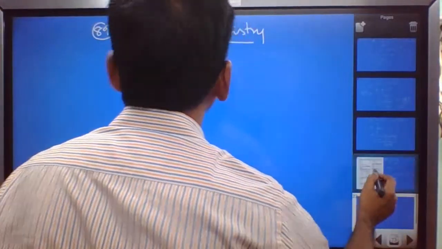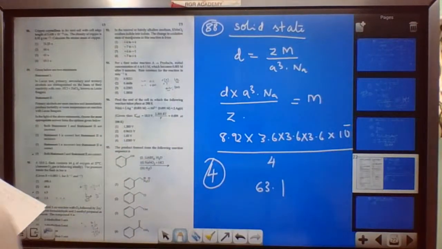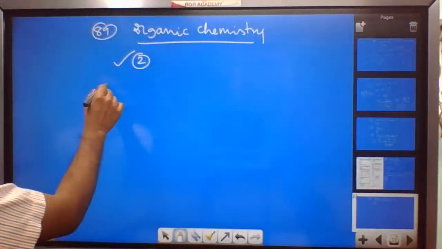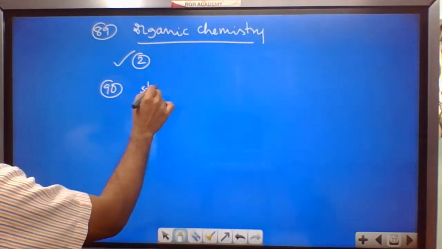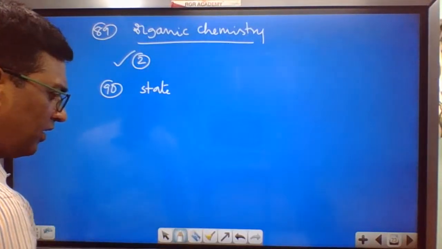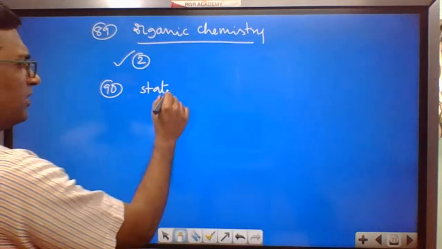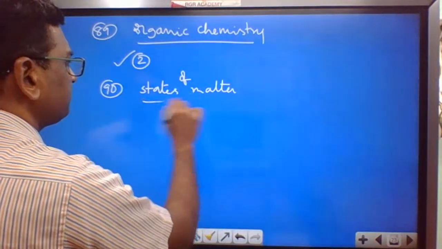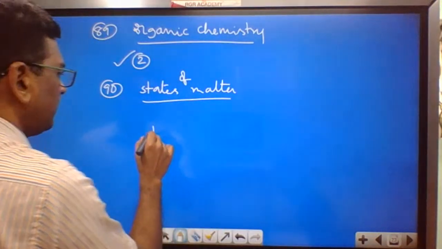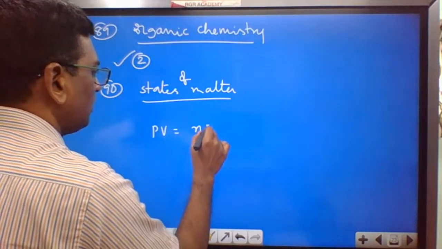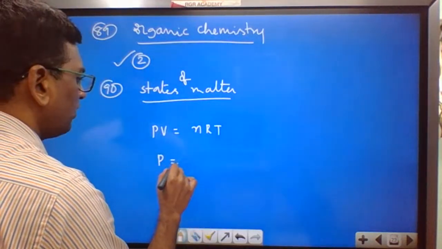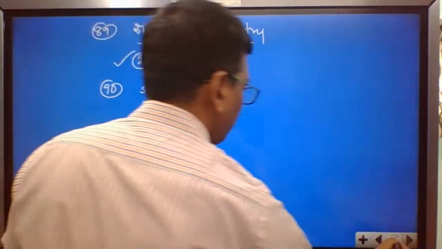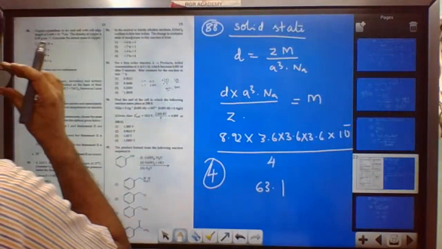Next, coming to the next question. This is given from the states of matter. 90 they gave from the states of matter. Already we have seen one question given in the states of matter regarding Dalton's law of atomic theory. Now they gave again one more question based on PV is equal to nRT. So we have to find out P. P is equal to nRT by V. N is number of moles. This is a simple and easy question.